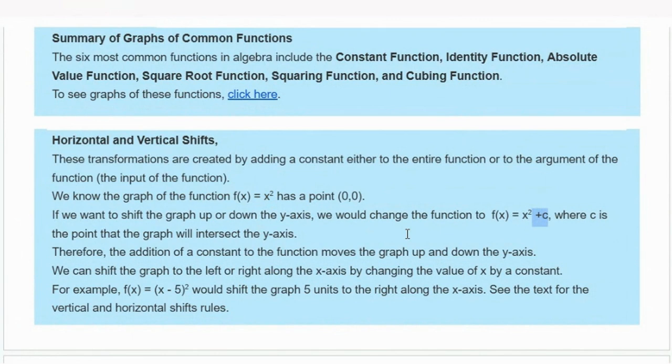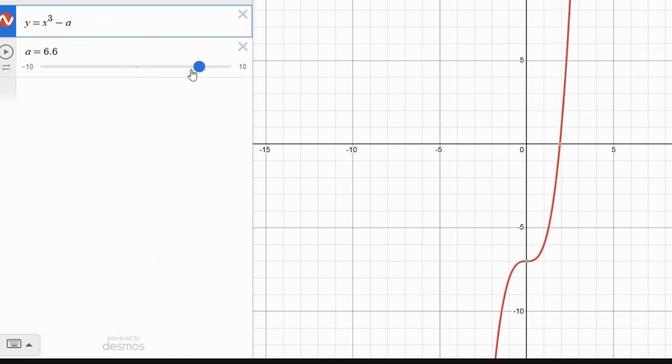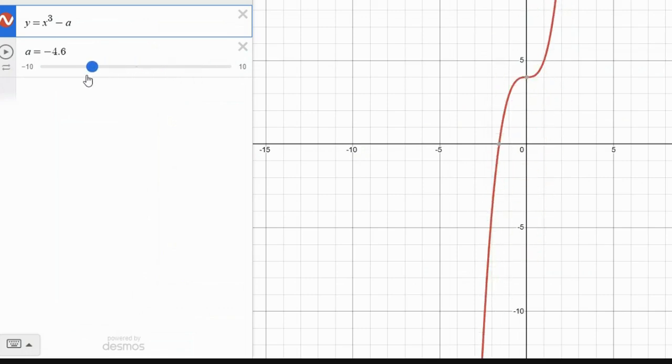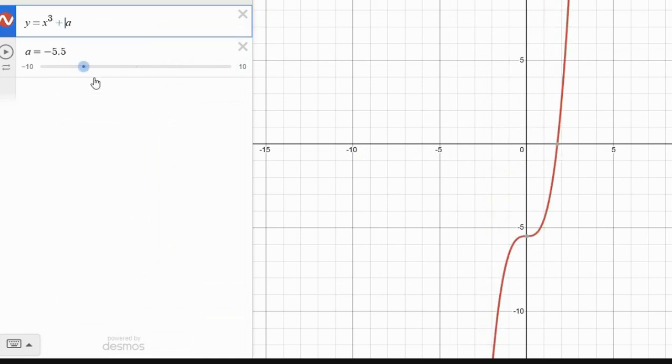So in addition, therefore the addition of a constant to a function moves the graph up and down the y-axis. And what we're going to see is it doesn't matter if it's x squared, if it's x to the third, that still does the same thing. Adding that constant at the end is going to shift it up and down.